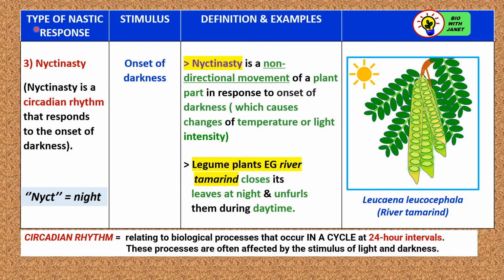So remember that for Nyctinasty, the stimulus is the onset of darkness, all right? And then here, it is stated that Nyctinasty is a circadian rhythm that responds to the onset of darkness. By circadian rhythm, we mean biological processes that occur in a cycle at 24-hour intervals. For example, this response where the leaves close occurs every 24 hours at around 6 to 7 p.m., right? So it is called a circadian rhythm.